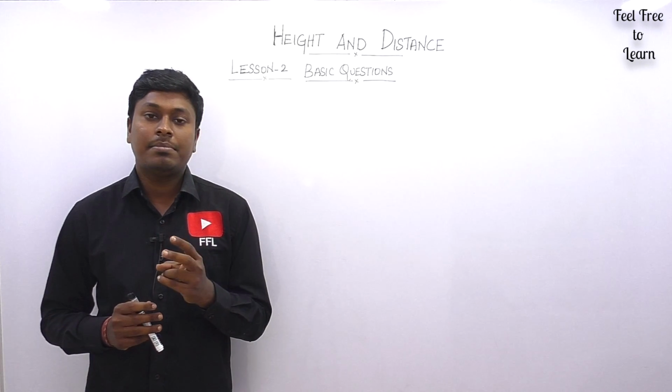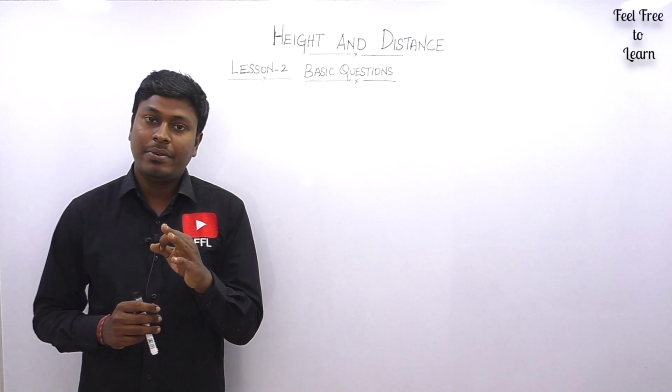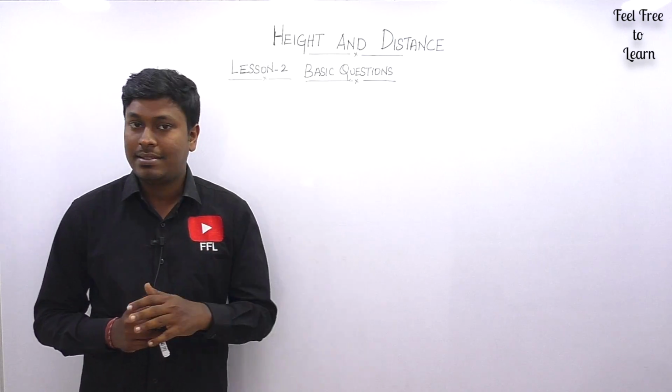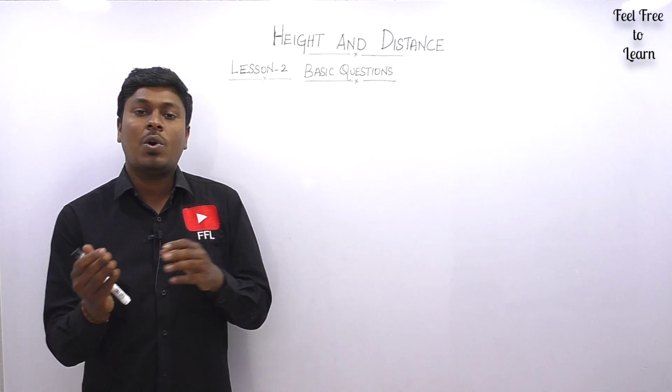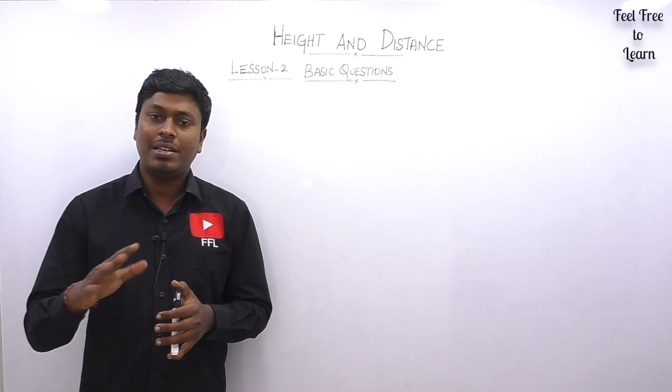So in this lesson number 2 on the topic heights and distance, we are going to solve only 3 questions, and all the 3 questions are basic questions on the topic heights and distance. We are just going to learn how to solve a basic question and how to apply the formula and trigonometrical ratios here. Just to learn the basics, right?